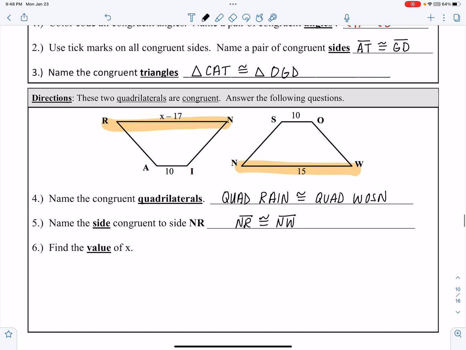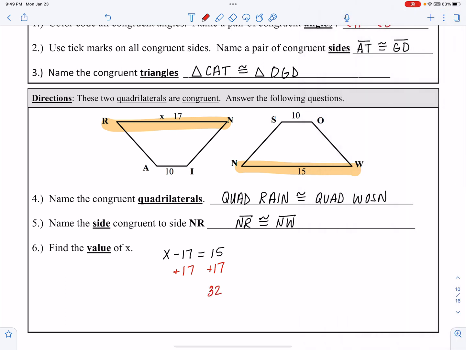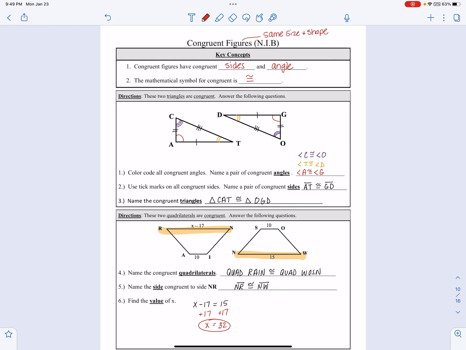And then the last one, find the value of x. I know that those are congruent, so I can just create a little algebraic equation. So x minus 17 we know is the same as 15. Now you just solve for x. We're going to add 18 to both sides. Wow, I don't know why I'm writing 18. That's random. Add 17 to both sides. We have 32 equals x. And there we go. And that is a little bit of a review on congruent figures and all the little symbols that you have to know how to do and read.